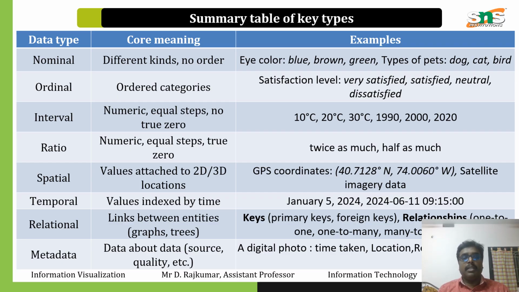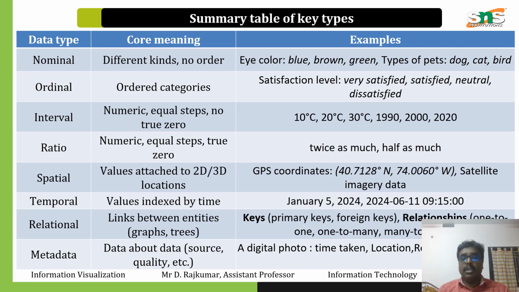Next one is interval, which has numeric equal steps, but there is no true zero. For example, temperature measured at different times: in the morning it was 10 degrees Celsius, in the afternoon 20 degrees, in the evening 30 degrees, or the population of a city in 1990, 2000, 2010, 2020, at intervals of 10 years or 5 years. Then we have ratio, which has numeric equal steps and a true zero, for example twice as much, half as much.